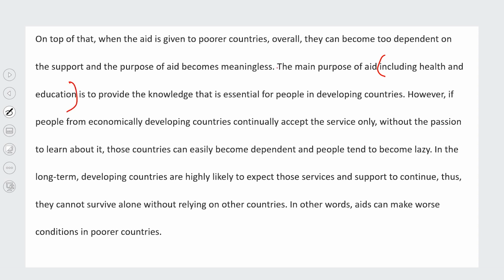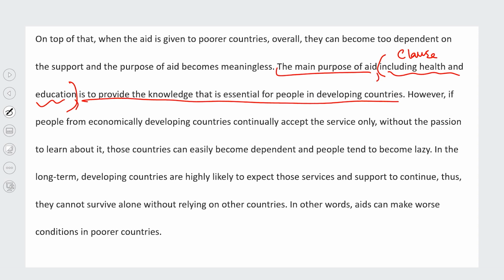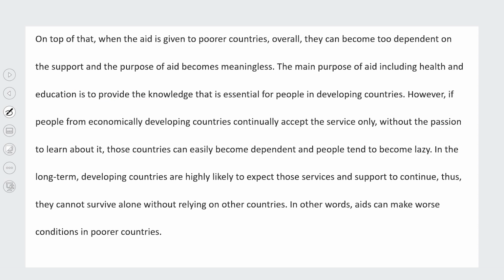Okay, so this is the main sentence. The main purpose of aid is to provide the knowledge that is essential for people in developing countries. But because he's got including health and education in here, he's breaking up his sentence. So it's more difficult for me to understand what he means because he's put this extra clause in here. So it needs to be separated either with a bracket, he can separate it with commas, you can separate it with a dash. So this is where your knowledge of punctuation is important because that separates that idea. And when I'm reading it as a reader, I know that this is the main idea. We've taken a break and then we're back to the main idea again here. The main purpose of aid is to provide the knowledge that is essential for people in developing countries.